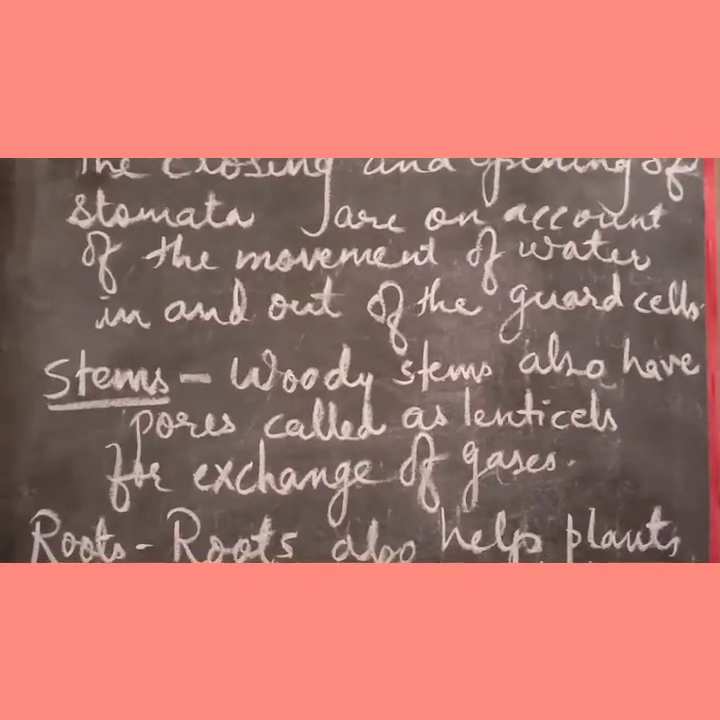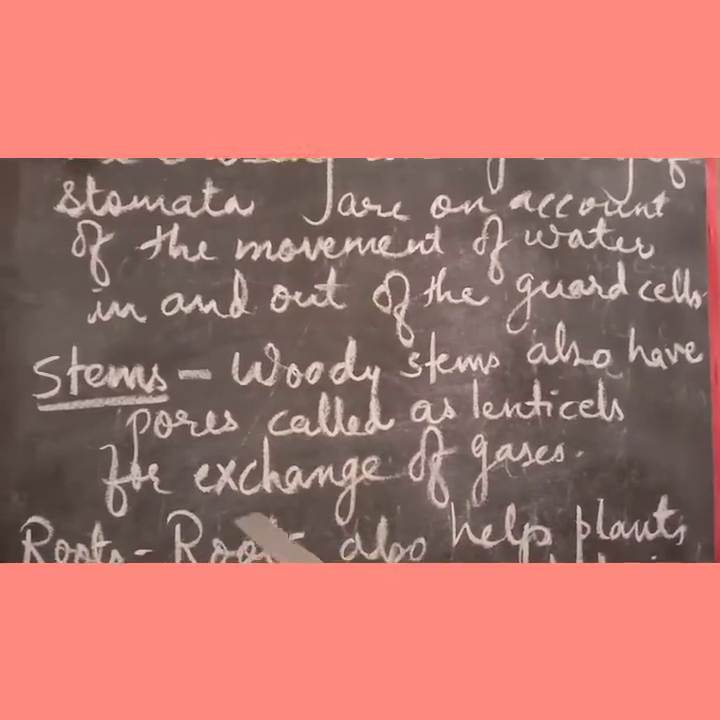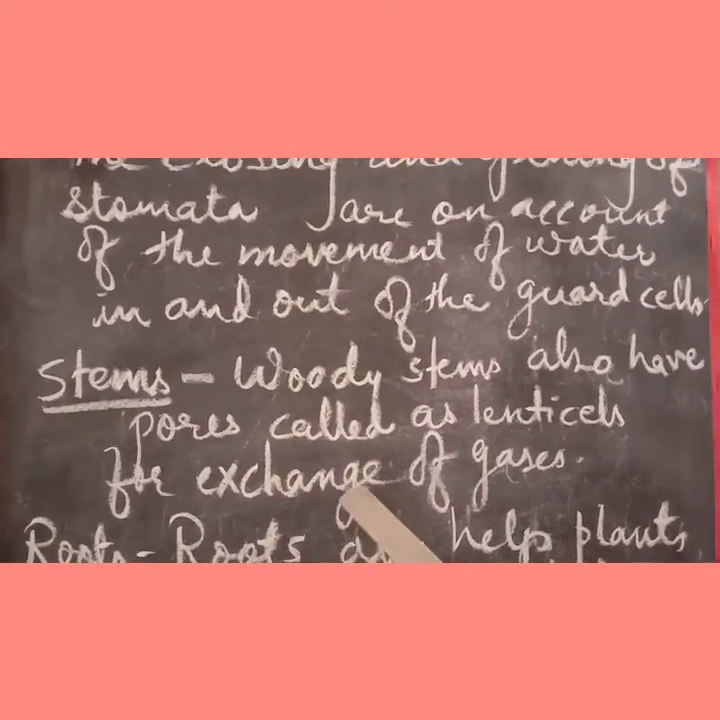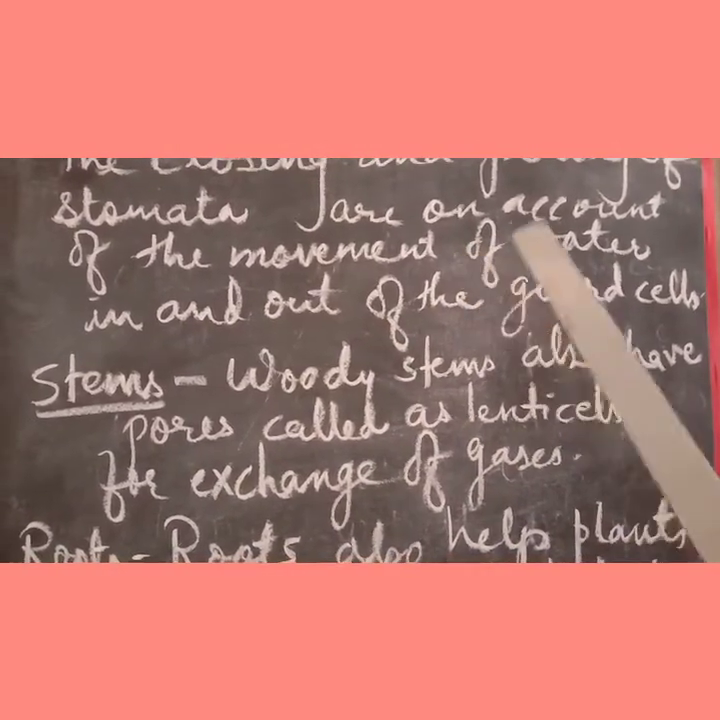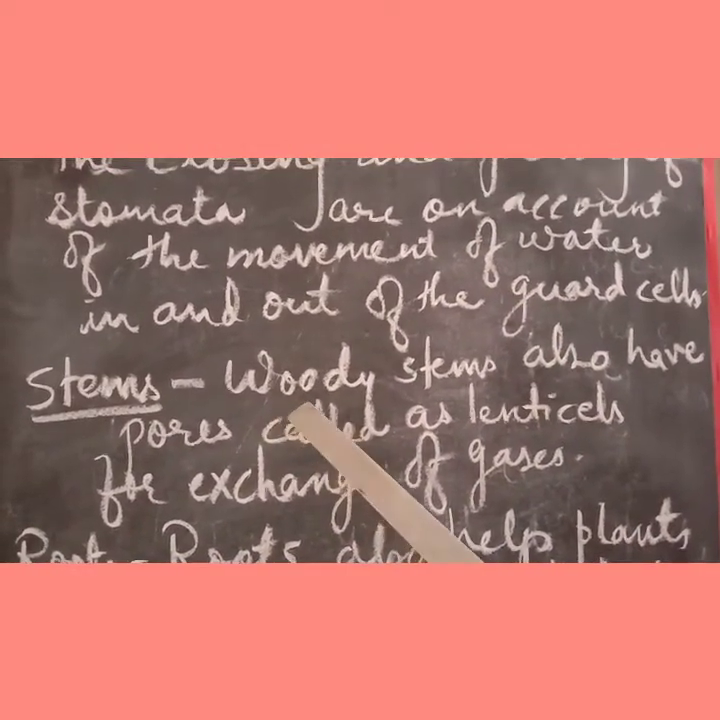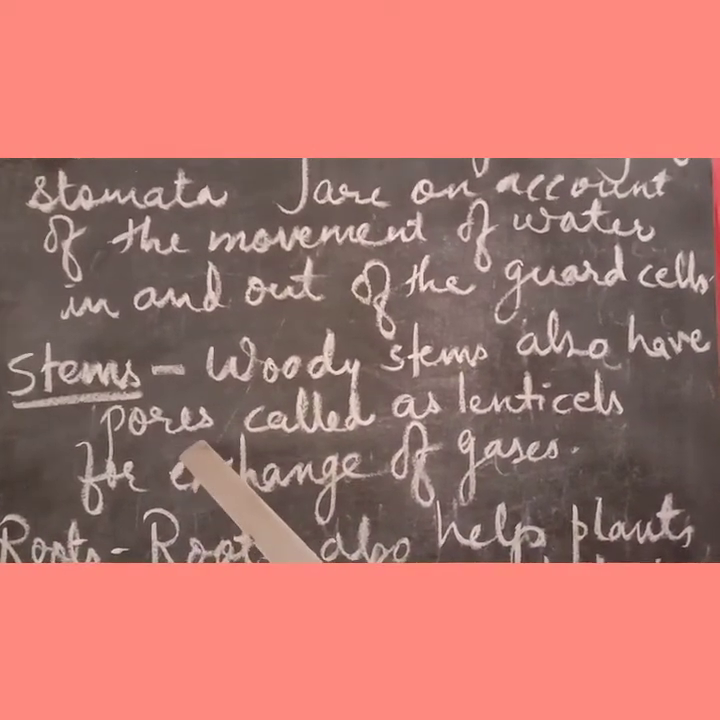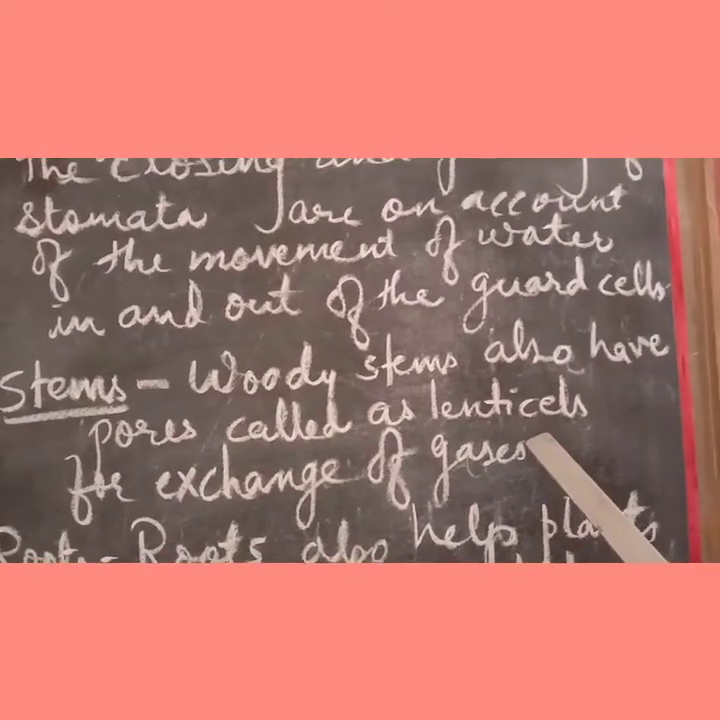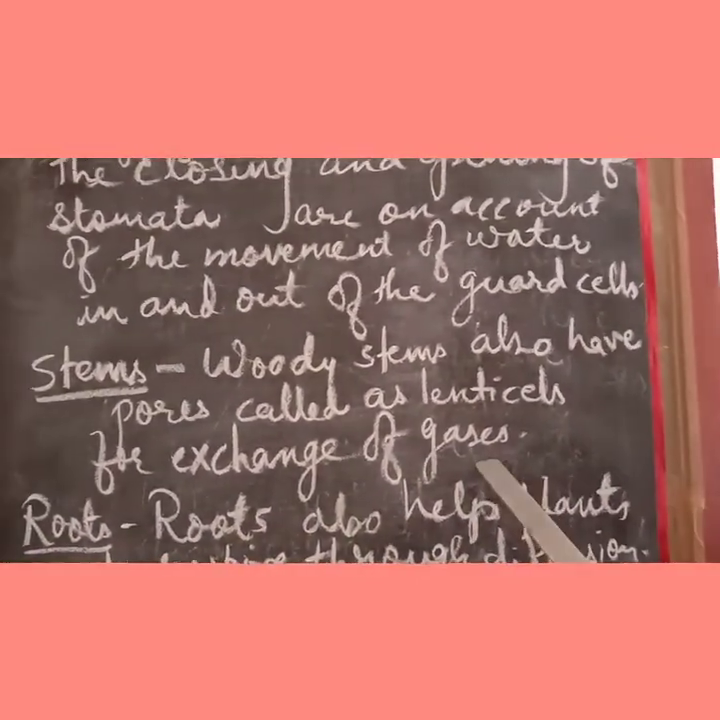Let's see what happens in stems. Actually, the young green stems contain the stomata itself for gaseous exchange, but woody stems have special pores, which are called as lenticels, for exchange of gases.